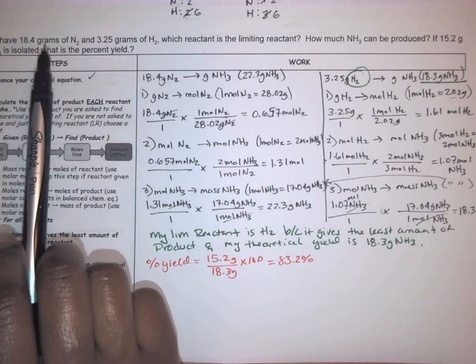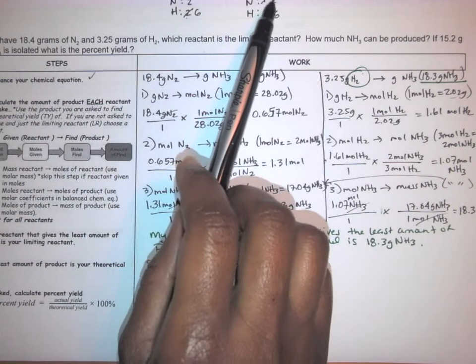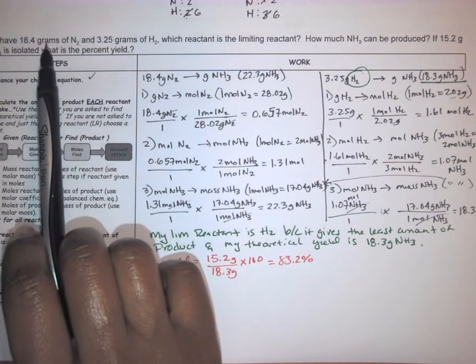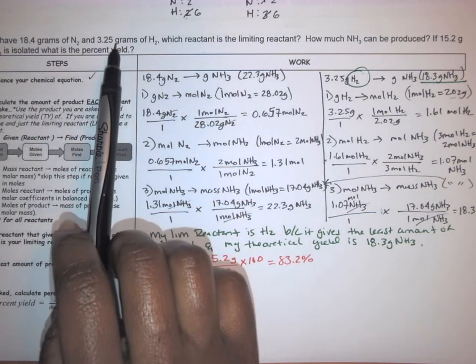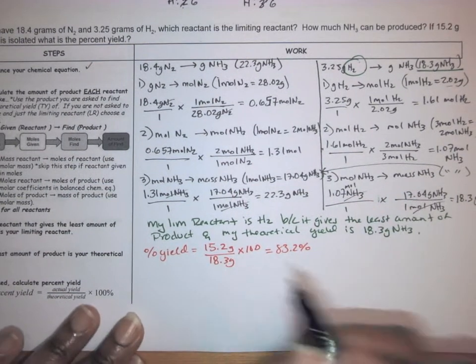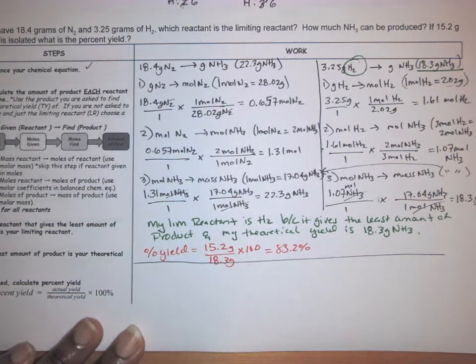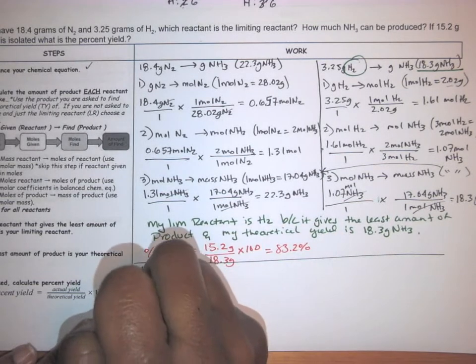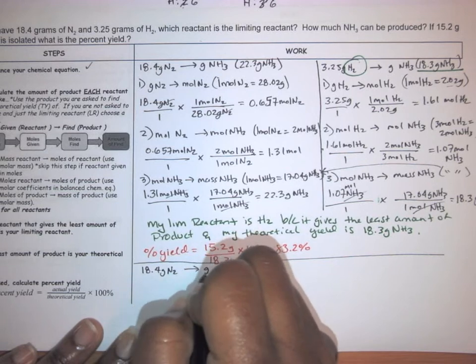of product that can be made from each reactant. So the product here is NH3: the mass of NH3 that can be made from 18.4 grams of N2, and the mass of NH3 that can be made from 3.25 grams of H2. First, let's go from the 18.4 grams of N2 to the grams of NH3.